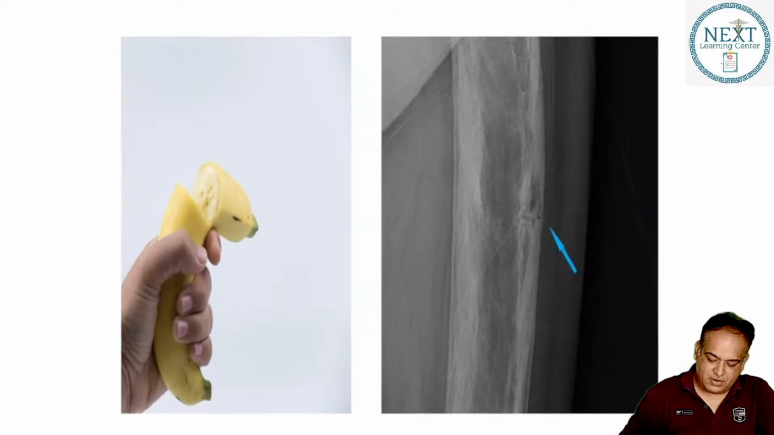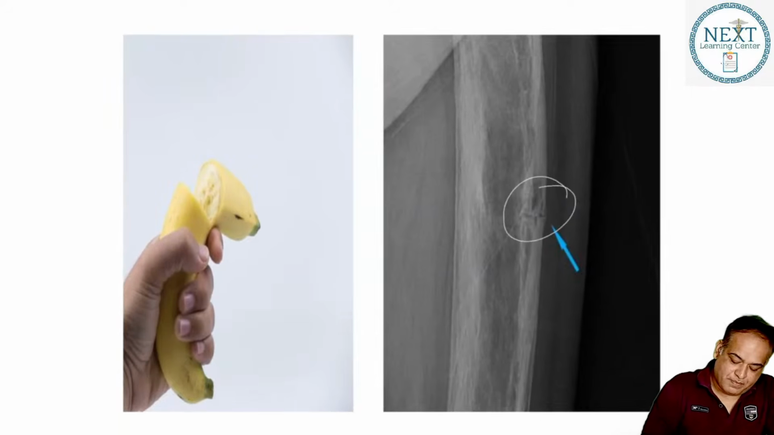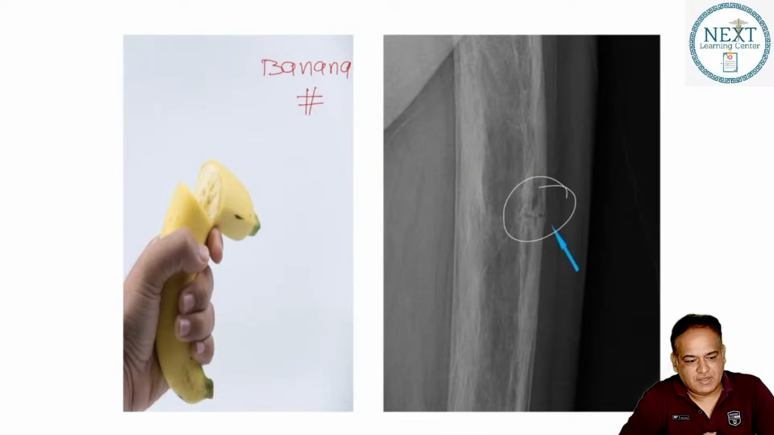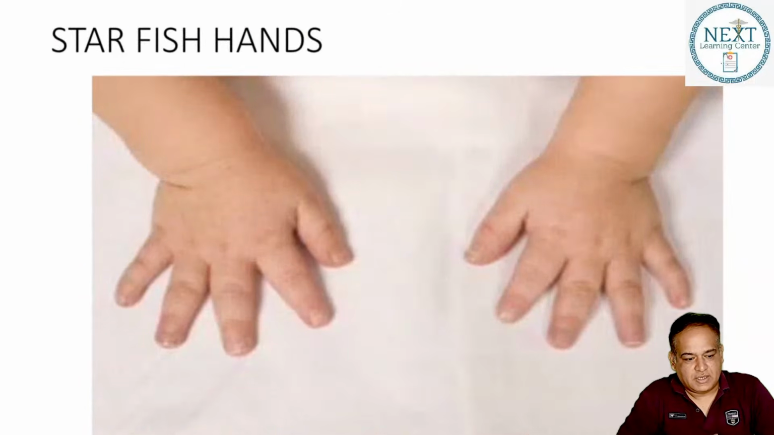What kind of fractures are common? Transverse fractures, which are also known as banana fractures. They're commonly seen in this disease, Paget disease.